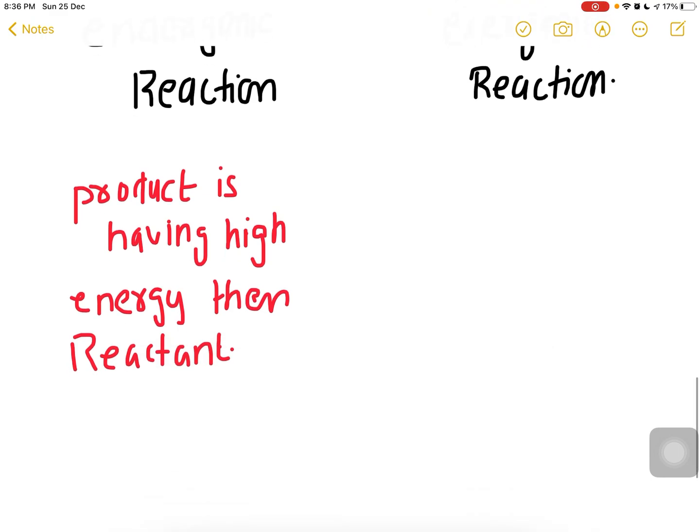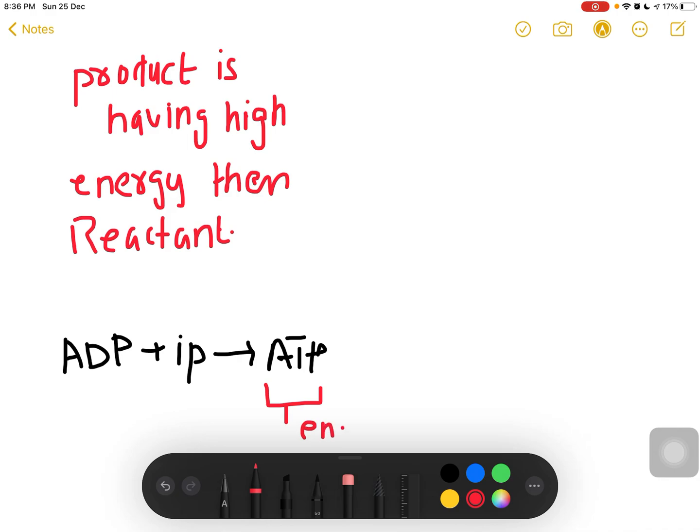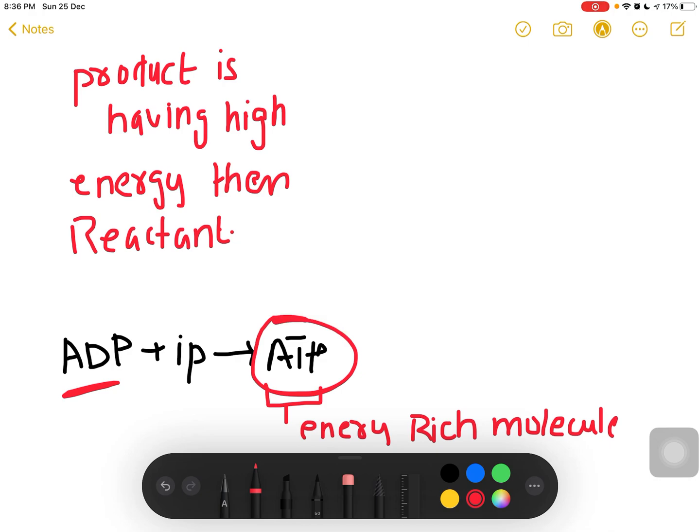Let me give an example. When ADP combines with inorganic phosphate, it forms ATP. So basically this ATP is an energy rich molecule than ADP, so it means the product has more energy than the reactant.